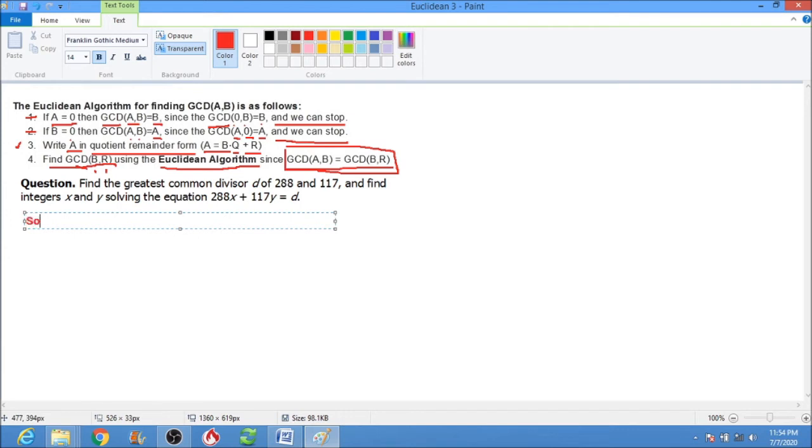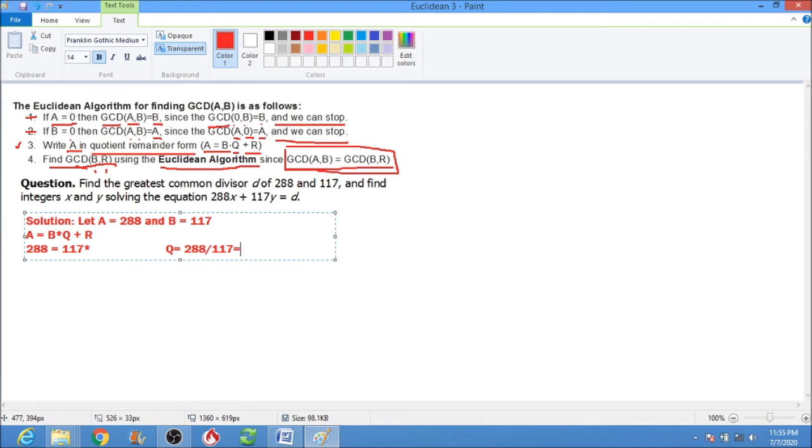Since A and B are not equal to 0, we proceed to rule number 3. Let A equal 288 and B equal 117. Then we write in quotient remainder form. Therefore A equals B times the quotient plus the remainder. So we have 288 equals 117 times the quotient. Solving for the quotient, the quotient is equal to 288 divided by 117.